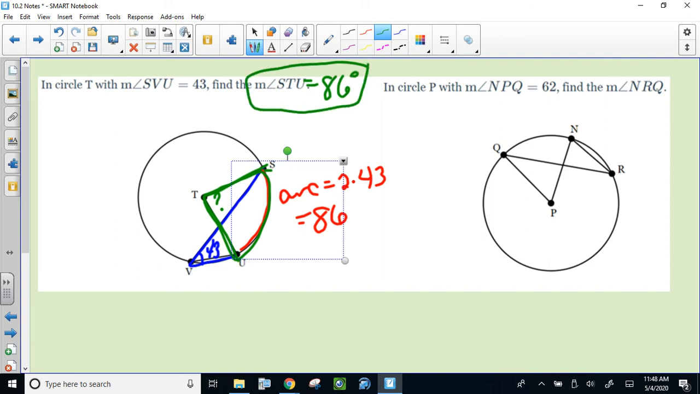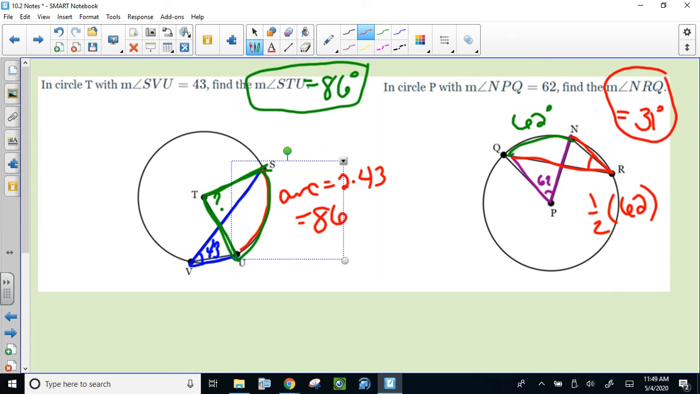And that's it. Okay. So then just one more here real quick. In circle P with the measure of angle NPQ. So that's a central angle because that's on the center of the circle. 62 is the central angle, which means that our arc here is also 62 degrees. We want to know, what's the measure of angle NRQ. And so that's an inscribed angle, which is going to be half of its arc. So half of 62 would mean that that has to be 31 degrees. And that's all there is to it.